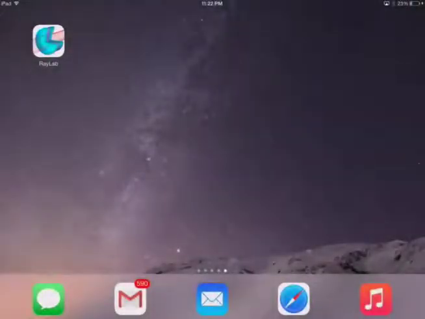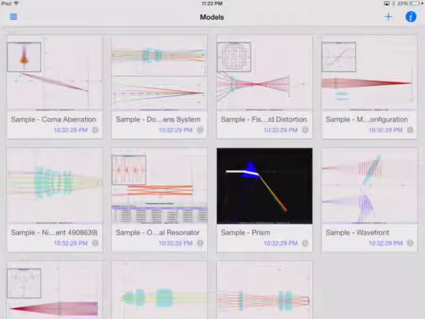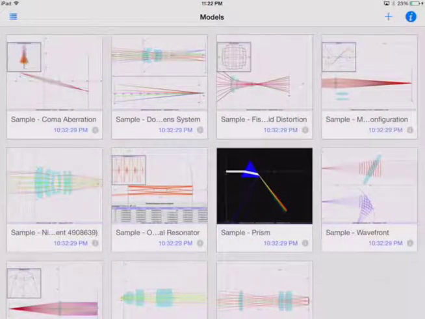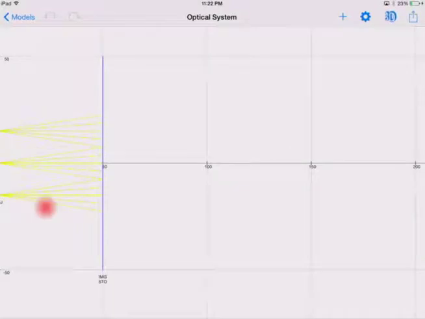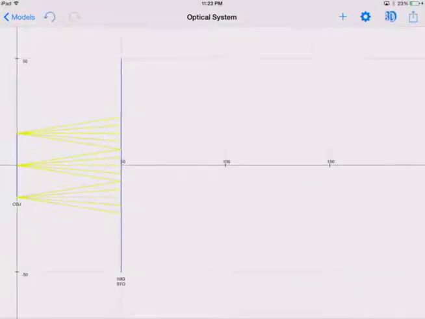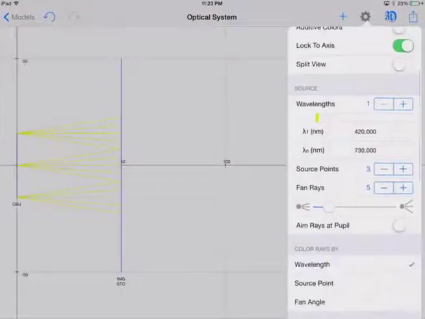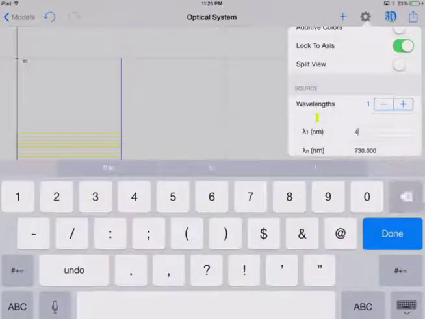In this video, we are going to use RayLab to see how beams of light refract as they go through different materials. So we'll start by creating a new model, and let's set some of the properties of our beam. We're going to reduce fan rays to 1, increase number of source points to 20, and change our wavelength to 730, which is red.